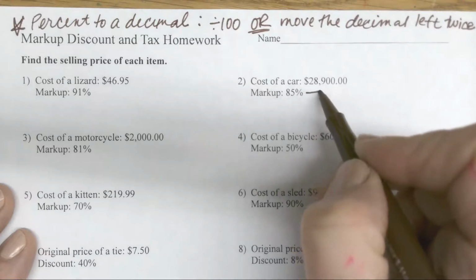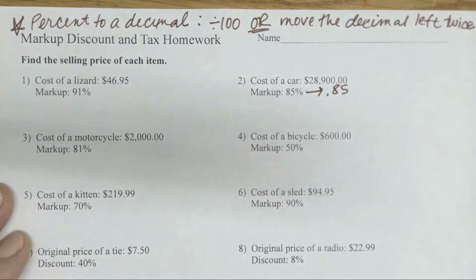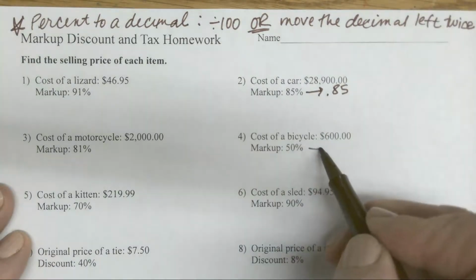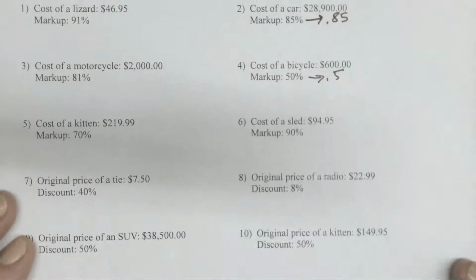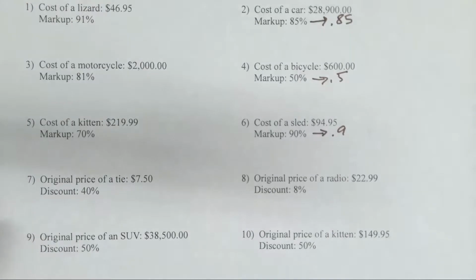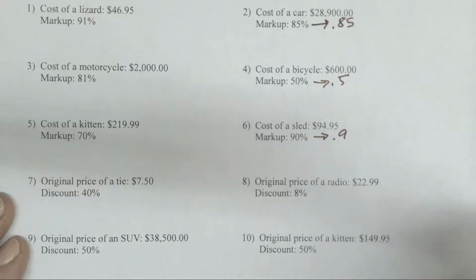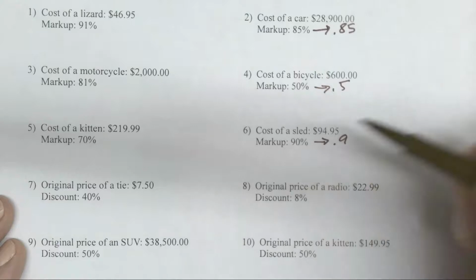For example, 85% is 0.85. Do you get what I'm doing there? 50% is 0.5. 90% is 0.9. Does anybody have a question about what I'm doing? No. Moving the decimal 2 places over. It's always at the end and you move it 2 spots.